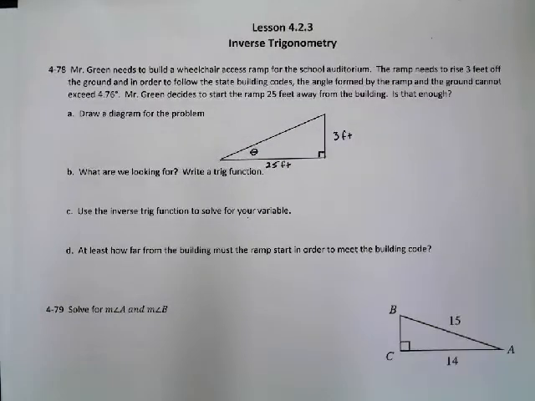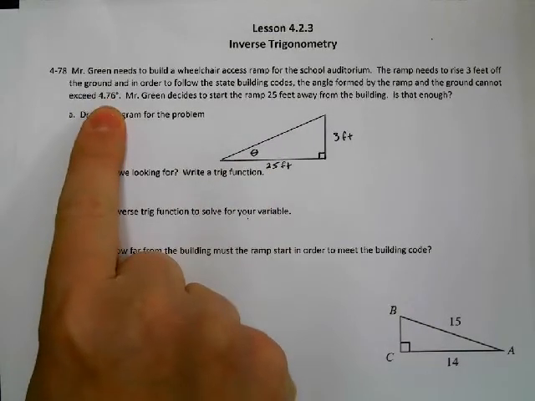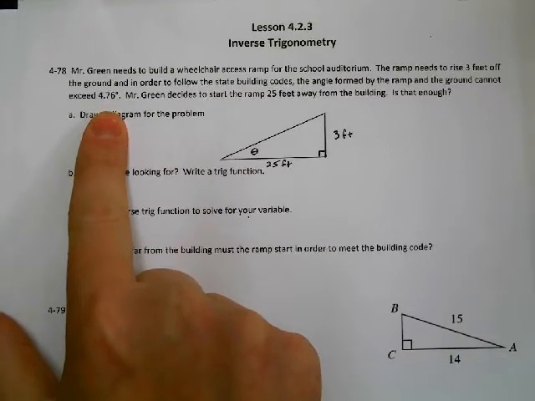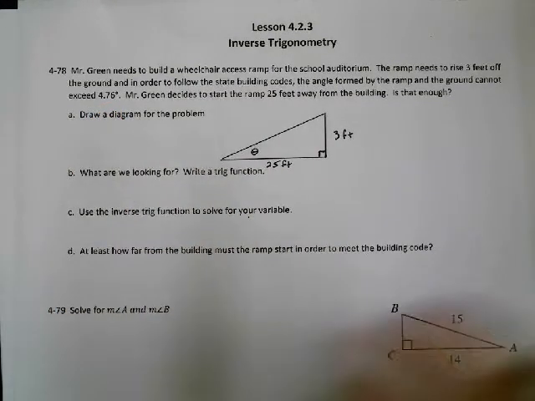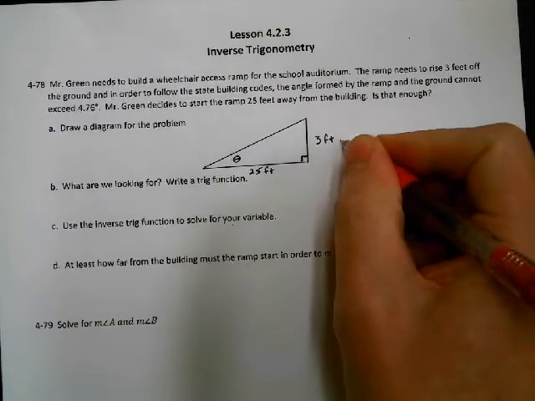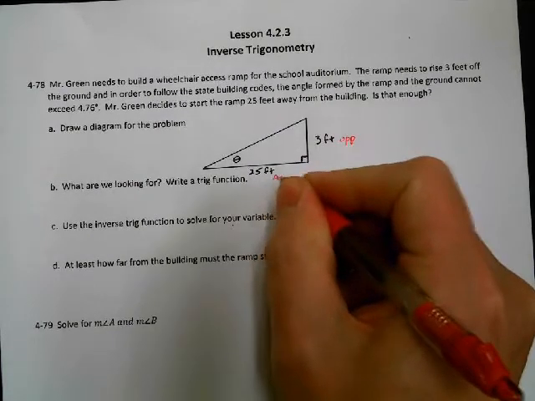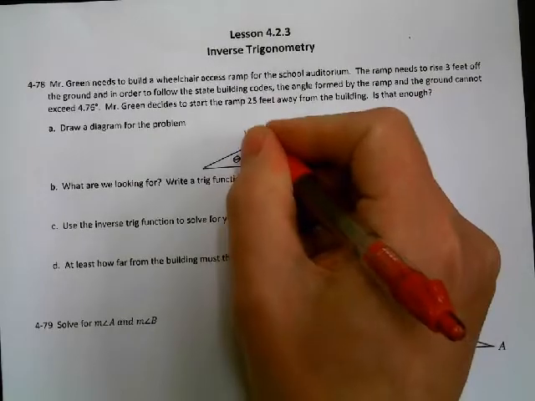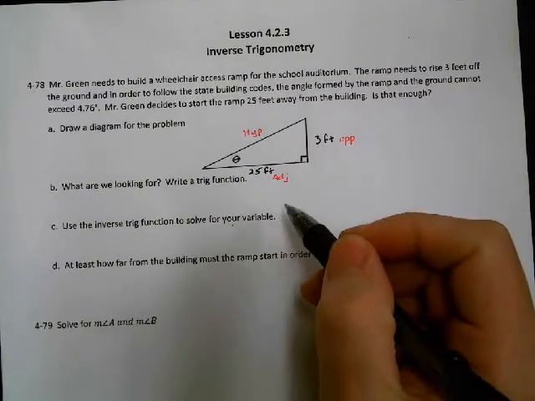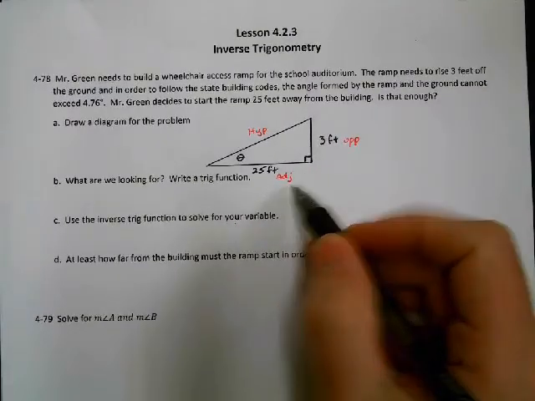I'm going to assume this is a 90-degree angle. So what are we looking for? We're looking for this angle so we can compare it to what the angle needs to be. It can't be over 4.76 degrees. So we're kind of stuck a little bit. We do have opposite and adjacent. This is the hypotenuse, which doesn't really matter right now. So if we set up a trig function, we'd probably use tangent since we have opposite and adjacent.